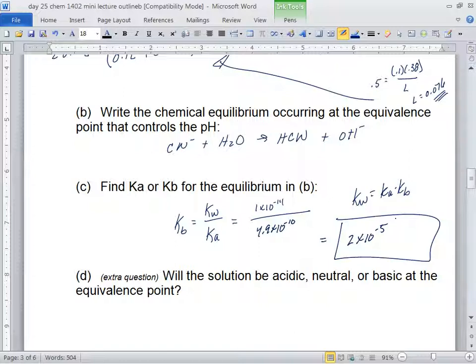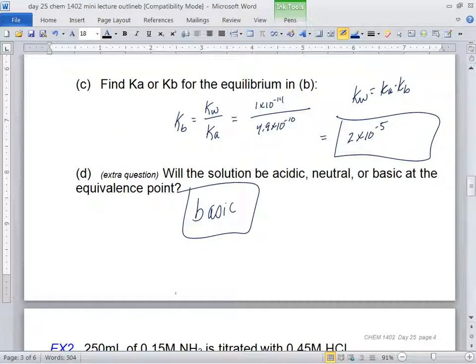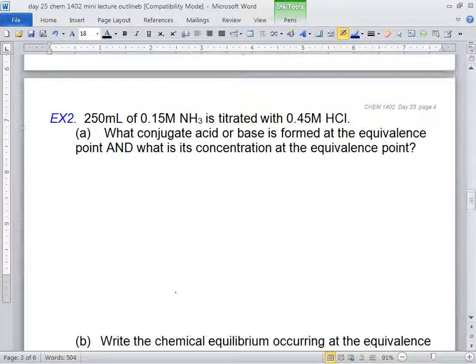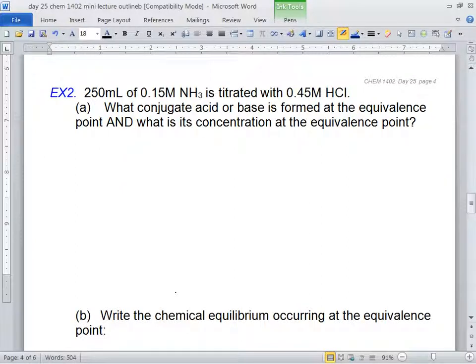So at the equivalence point, the pH is going to be, anybody? Basic, exactly, because it's a conjugate base. So when we go and calculate our answers, we better get a number bigger than 7 for pH. Okay, just see if you can get part A done, and then we can call it a day.